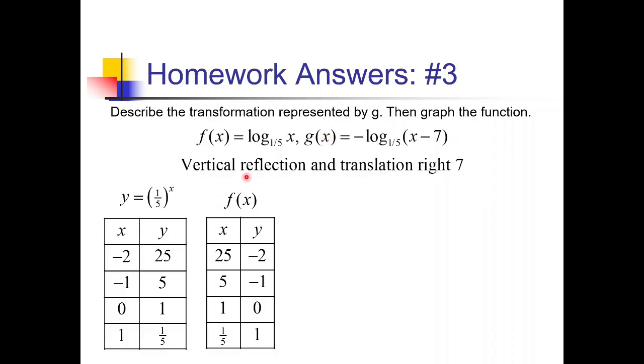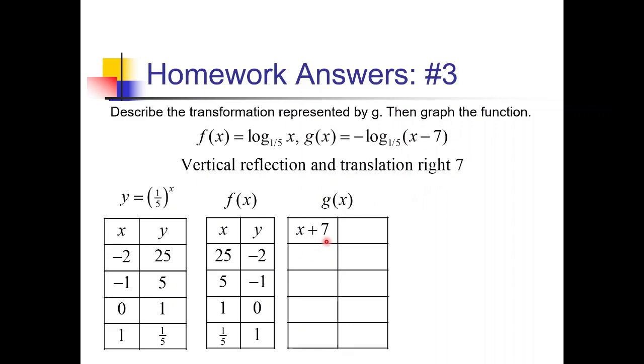For the new rules for the g function, let me do the translation first. Let me do right 7 first. That's going to be x plus 7 to implement that. And for the vertical reflection, I'm just going to do a negative times the y values. So for my x's, adding 7, I have 25 plus 7, or 32. 5 plus 7 is 12. 1 plus 7 is 8. And 1/5 plus 7, we'll call that 7.2.